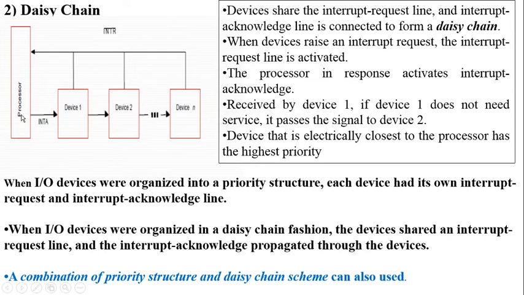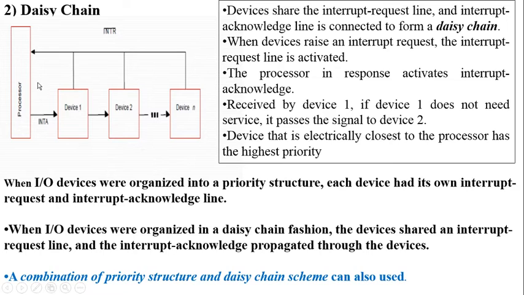That means the processor generates the acknowledgement line to device 1 only. If device 1 accepts the acknowledgement from the processor, then it blocks the movement of this acknowledgement to device 2. If it is not accepted, then it receives the acknowledgement and passes it to device 2. If device 2 accepts the acknowledgement, then it blocks further movement of this acknowledgement. If it is not willing to accept this acknowledgement, then it passes the acknowledgement signal to the next device, and so on.